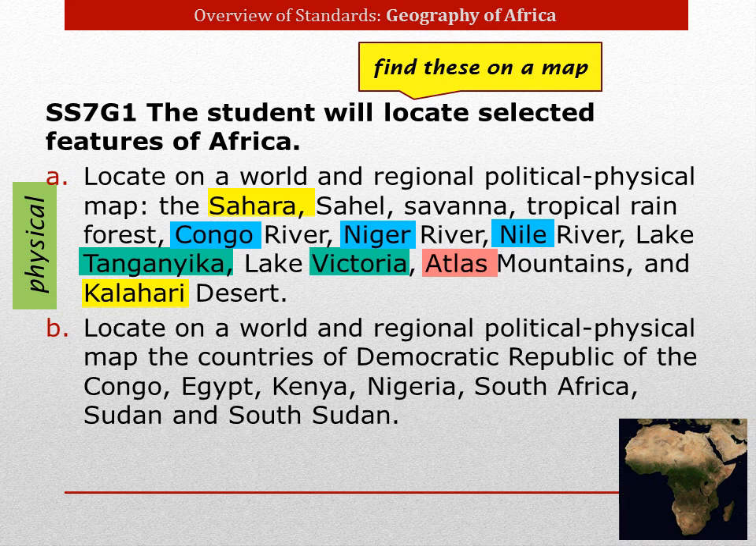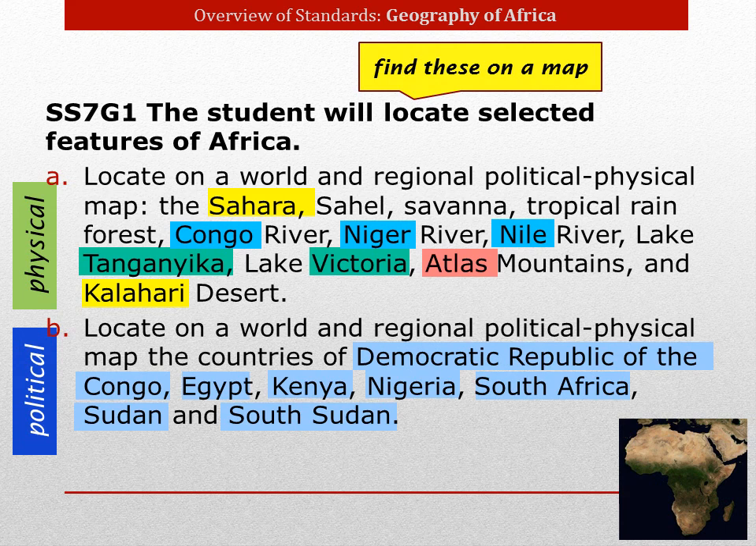Element B shows our political features. There are 7 countries here that we need to learn about. There's the Democratic Republic of the Congo, Egypt, Kenya, Nigeria, South Africa, Sudan, and South Sudan. That's not really that long a list. It's only 7 countries. Considering the fact that Africa has 58, that's a pretty easy list to learn. Again, you're going to want to see our mapping video and make sure you practice this on a map of your own.